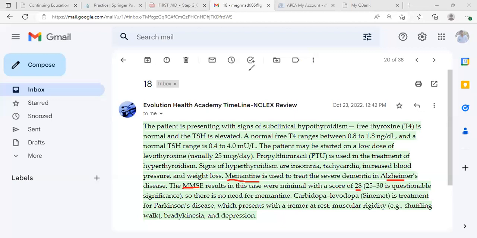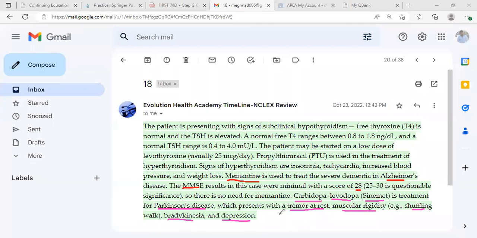Another most popular medication for our patients is called carbidopa. Carbidopa is always given with levodopa. It is a treatment for Parkinson's disease, which presents with tremor at rest, muscle rigidity, shuffling gait or walk, bradykinesia, and depression. What do we learn from here, my friend?